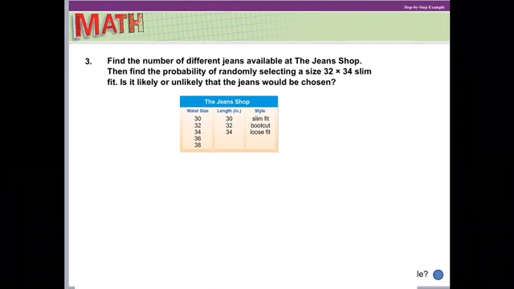So I would like you to pause the podcast and try this one on your own, using the fundamental counting principle to find the total amount of outcomes, then finding the probability and deciding if it's likely or unlikely. Now be aware that there are 3 different outcomes, so you'll be multiplying 3 different numbers.